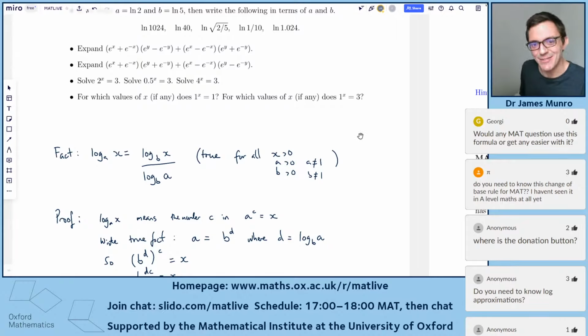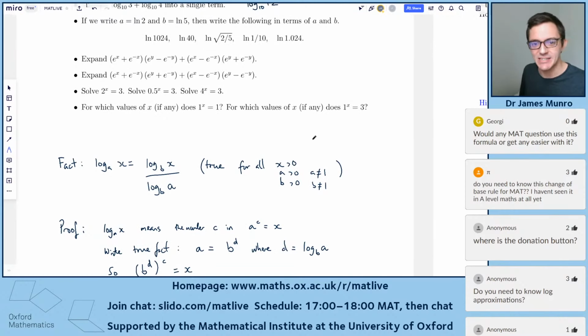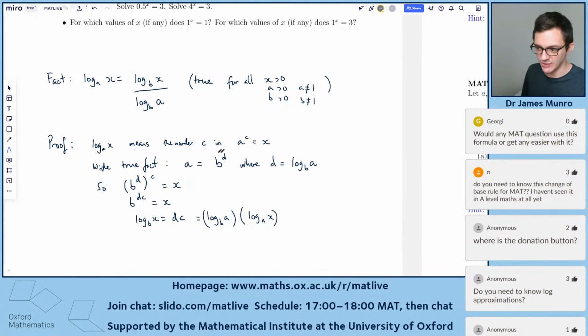I can't immediately think of any questions that we could do with it, to be honest. You can change bases on your logarithms. It's a little bit fiddly. If in doubt, go back to thinking about the powers. That was really the trick. I changed things into thinking about powers.